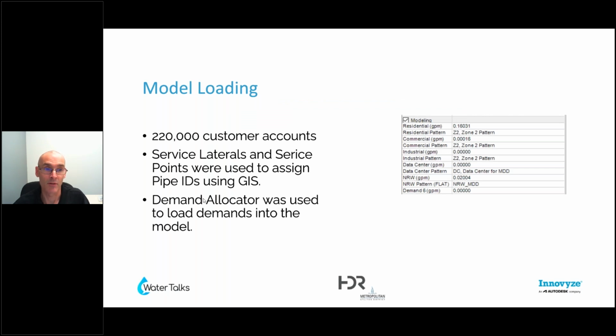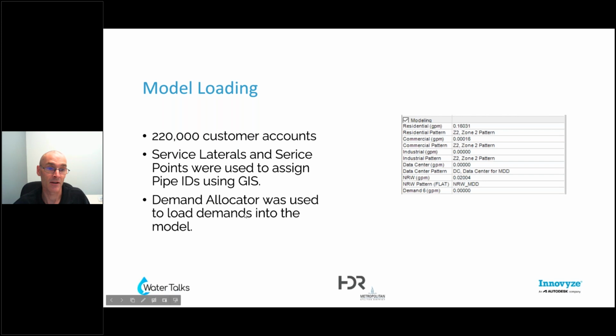So now we've got the model built. What's the next step? The next step for us was model loading, and again, just due to the sheer volume of data that we were dealing with, everything was a little bit challenging here. We had 220,000 customer accounts. The nice thing about their data, the way that it was set up, was they had a service lateral and a service point. So we were able to use GIS trace functionality to go from the point to the service lateral to the pipeline. So we were able to build that in GIS, that pipeline to model ID, pipeline ID link that the demand allocator likes.